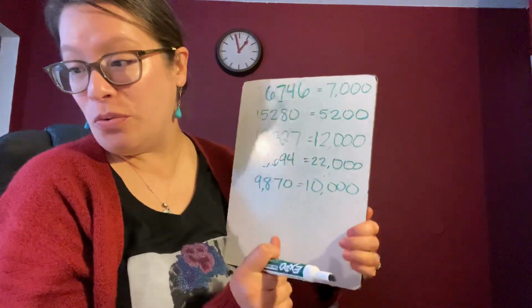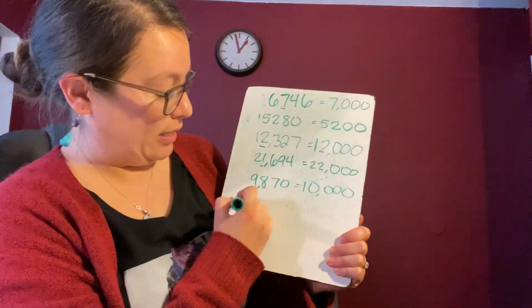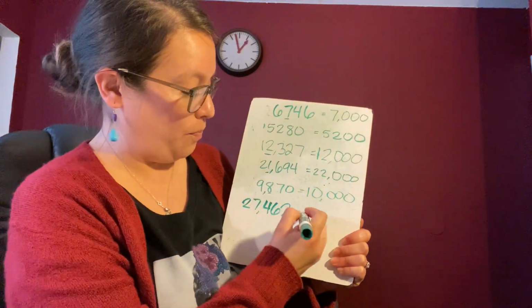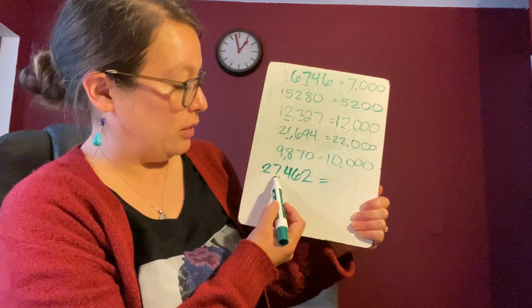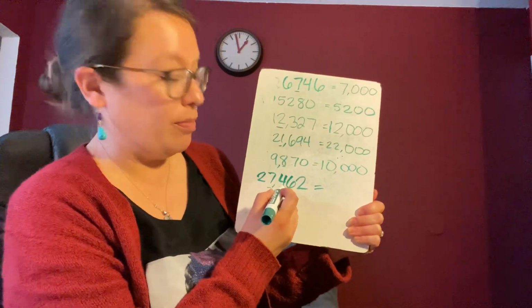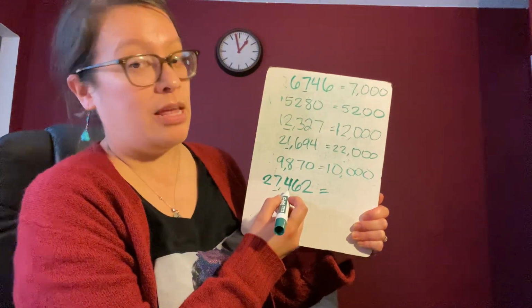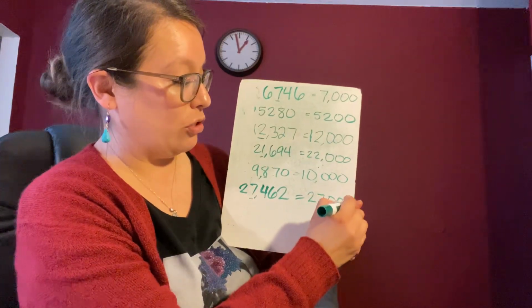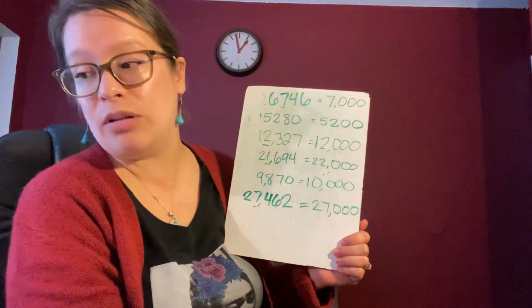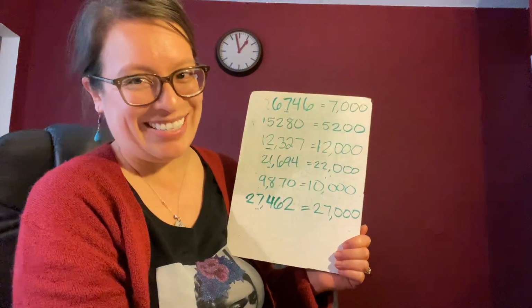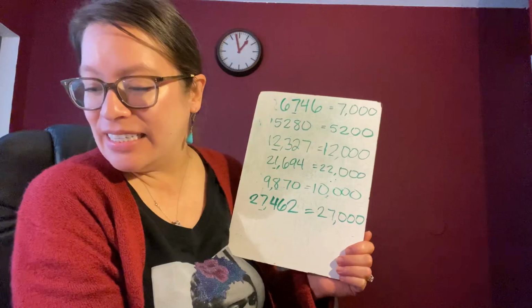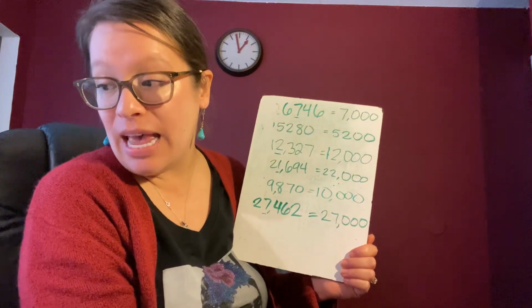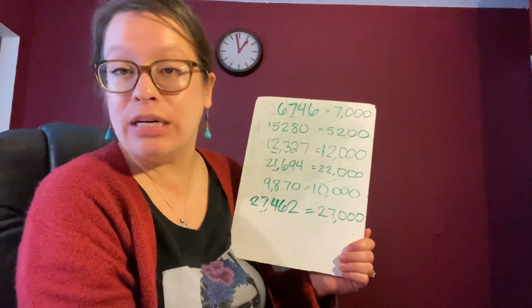Okay, so the next one is 27,462. Here's my thousands, but I look at the next number. It's 4 or lower. That means that the 7 stays the same and everything else turns into zeros. If you checked it on a number line, you'd understand, right? Okay. Let's see. Round 6,472 to the nearest thousand, to the nearest hundred, and to the nearest 10.